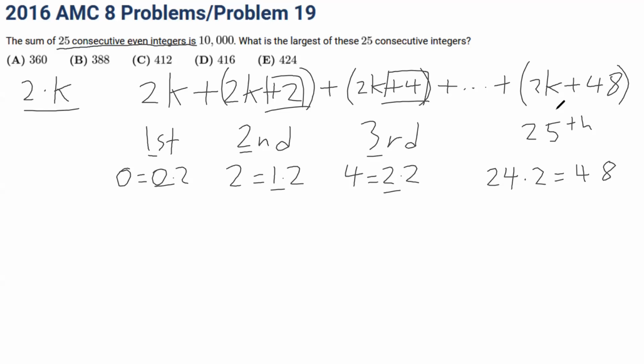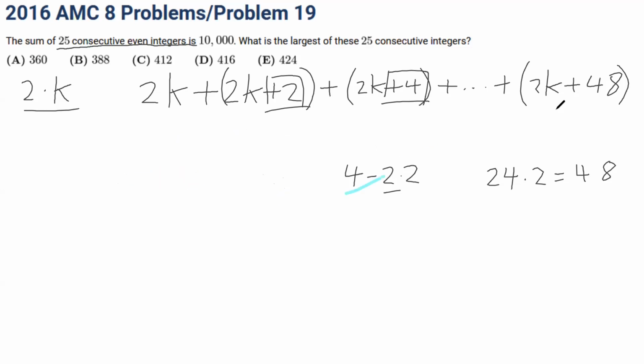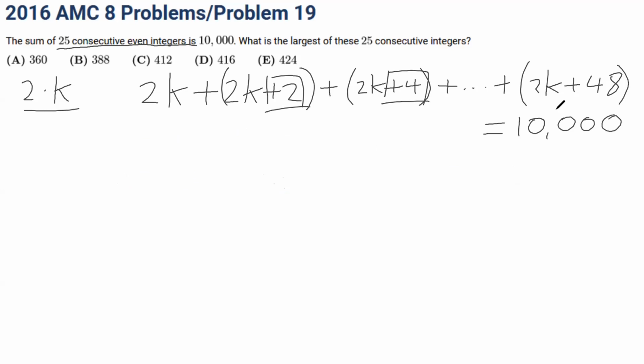So let's just erase all of this. Okay, so they say that this sum is equal to 10,000. And they're asking for the largest of these 25 consecutive integers. And the largest one is here, 2k plus 48. So let's group our terms together.